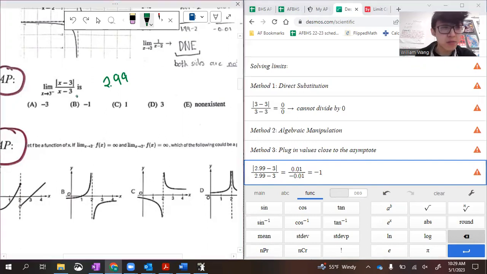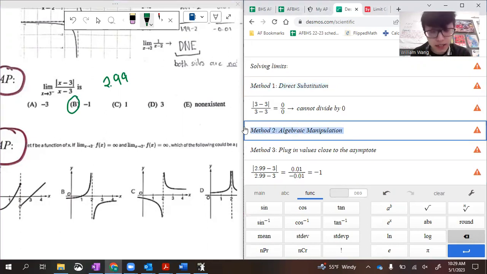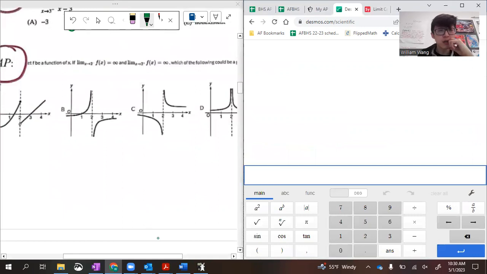Right, so my answer is B, because I exhausted all my methods of solving limits. Direct substitution didn't work. Algebraic manipulation didn't work. So method 3, there's an asymptote, so I just plug in values close to that asymptote. So that's how you would solve this. Cool. Let us move on to the next question. All right.